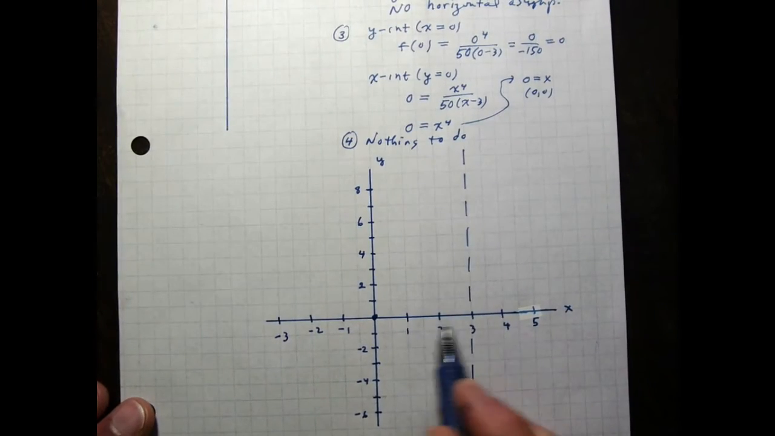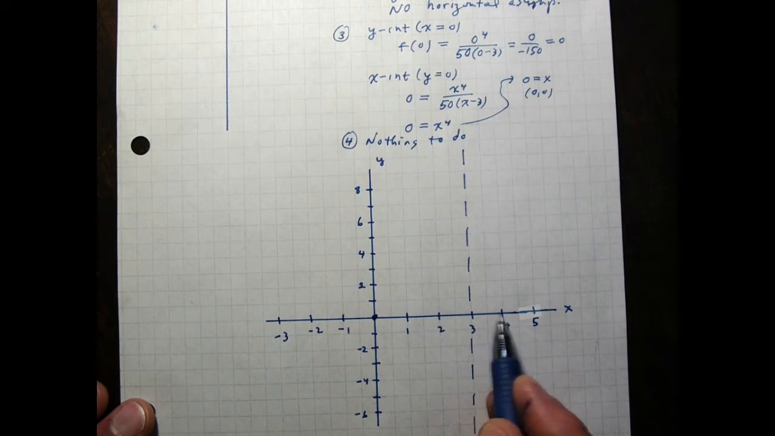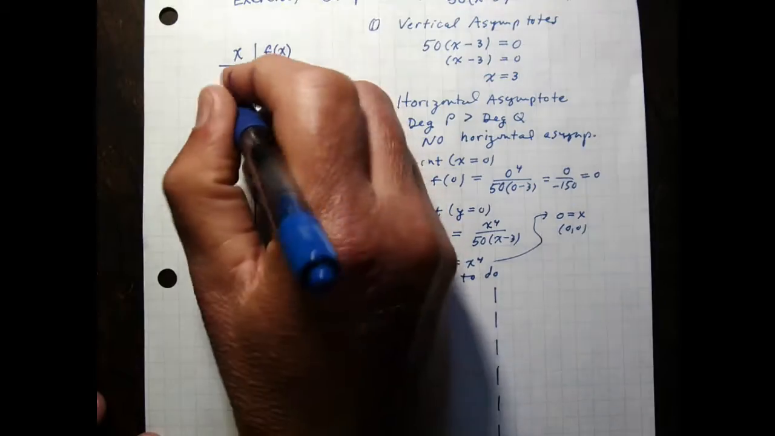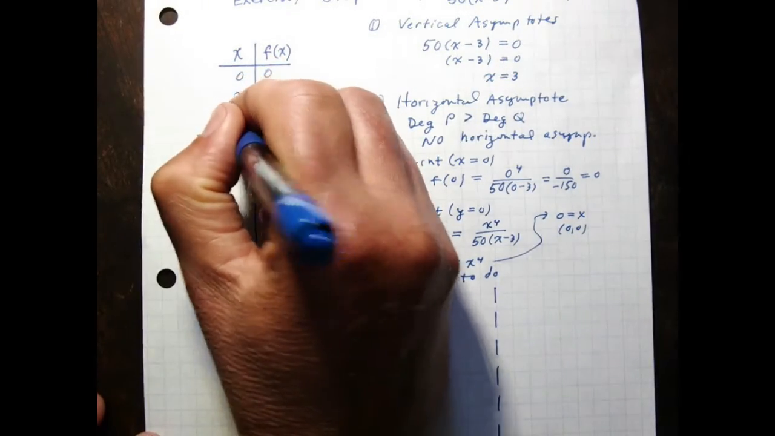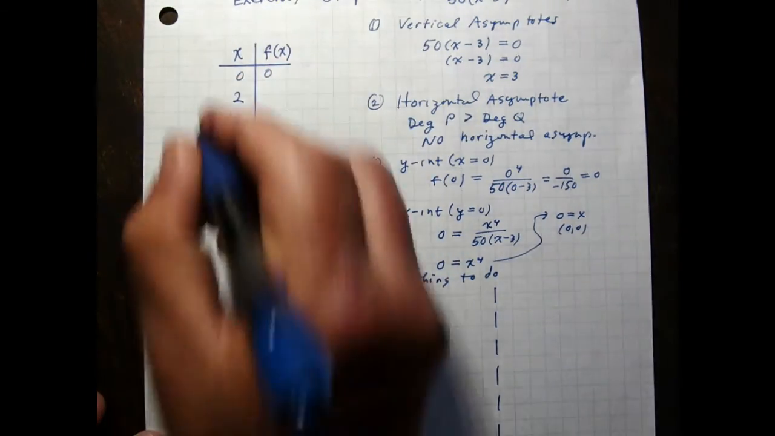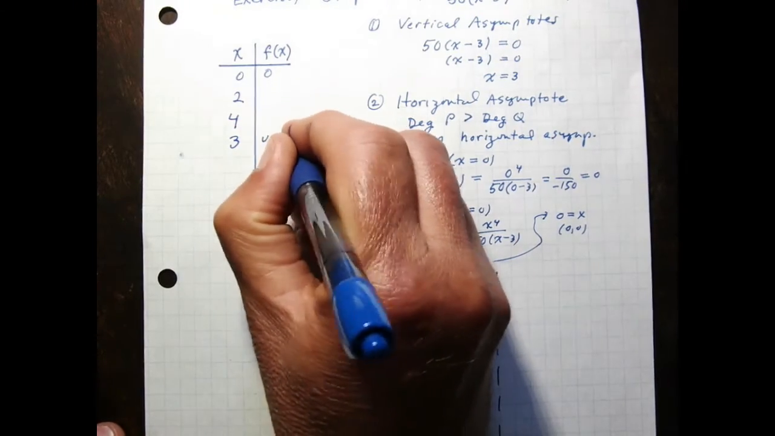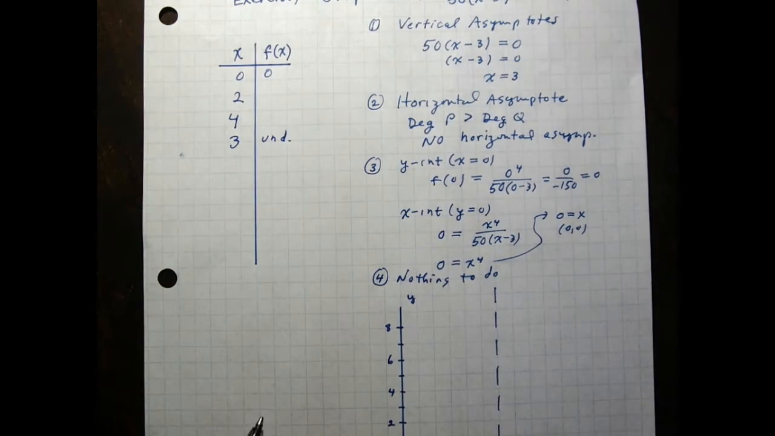So I'm certainly curious about what's happening around the vertical asymptote. So let's look at x equals 2 and 4. And I'm just going to write down 3 here. Also, we know the function is undefined when x is equal to 3.